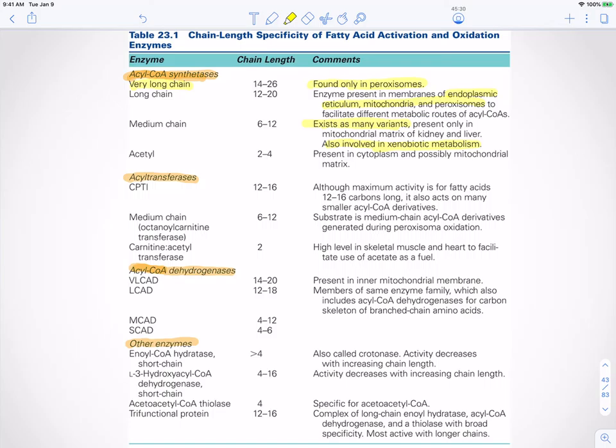You have your acyl transferases, you have your CPT1, and then you have your carnitine acyl transferase as well. You also have a medium chain transferase, an octanoyl carnitine transferase, and this is going to be important for medium chain fatty acyl CoAs generated in the peroxisomes, because they're going to be released and then have to get into the mitochondria. The dehydrogenases, again, are going to be very long chain, medium chain, or short chain, so you're going to have different variations of your dehydrogenases. And then you also have other enzymes that are important for your processing of other fats.